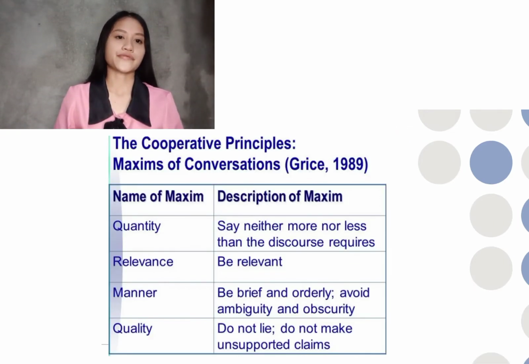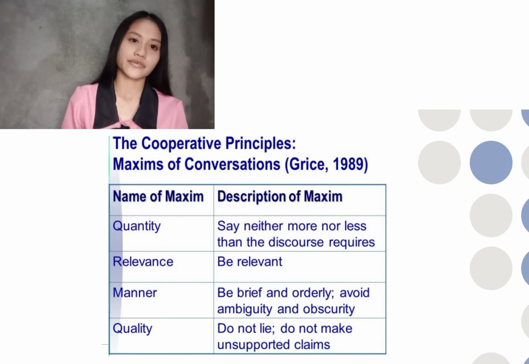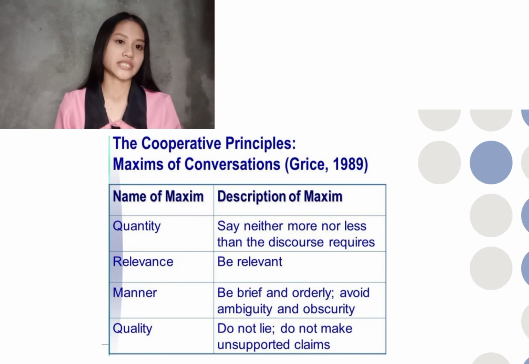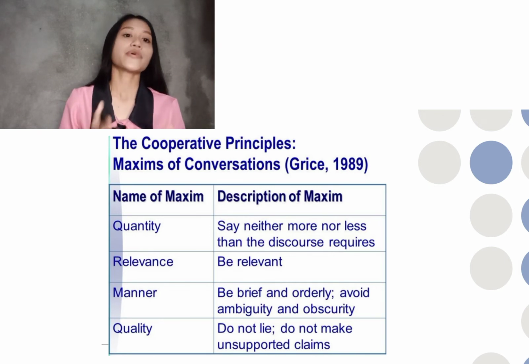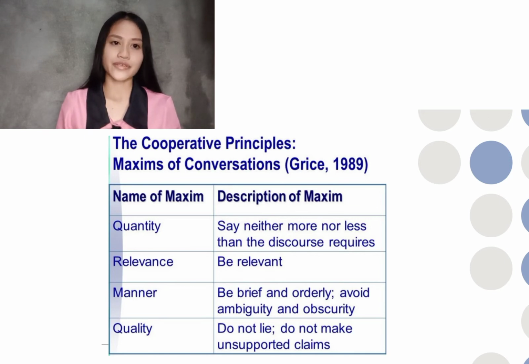So this is the cooperative principle, the maxims of conversation. Name of maxim: these are quantity, relevance, manner, and quality. Then the description of the maxim. So let's define quantity: say neither more nor less than the discourse requires. Then relevance: be relevant. And then manner: be brief and orderly, avoid ambiguity and obscurity. And quality: do not lie, do not make unsupported claims.